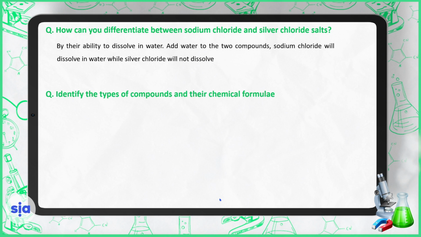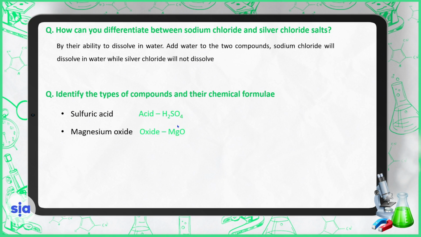Identify the types of compounds and their chemical formulas. Sulfuric acid, H2SO4. Do you notice the presence of the hydrogen at the beginning of the formula? So it's an acid. It's a hydrogen combined with a negative atomic group.